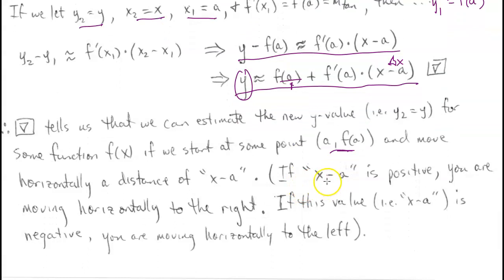So note that if x minus a is positive, then you're moving horizontally to the right, and if x minus a is negative, you're moving horizontally to the left. So we can have both positive and negative answers for this situation. So that's the reason why I'm stating that.